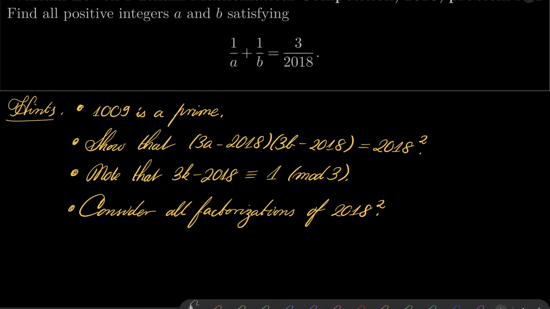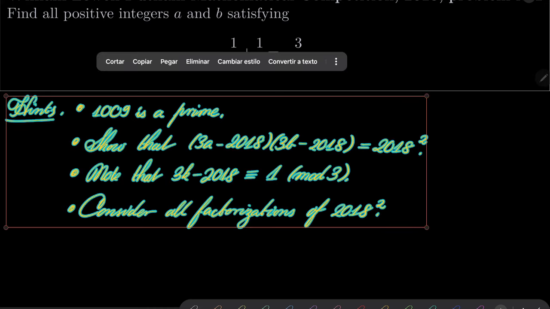First, 1009 is a prime. This will be useful later. Then show that our equation is equivalent to the following equation, which is written right here. Now note that 3k minus 2018 is congruent to 1 modulo 3, and then consider all the possible factorizations of 2018 squared into two factors, both of them congruent to 1 modulo 3. We'll give this problem a try and I will see you in just a minute.